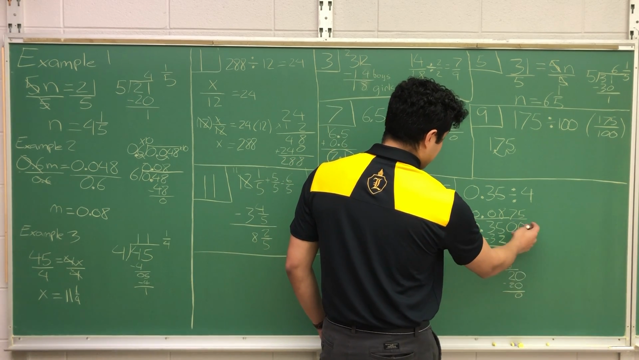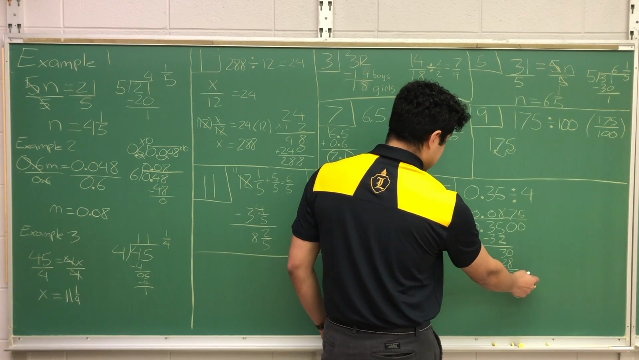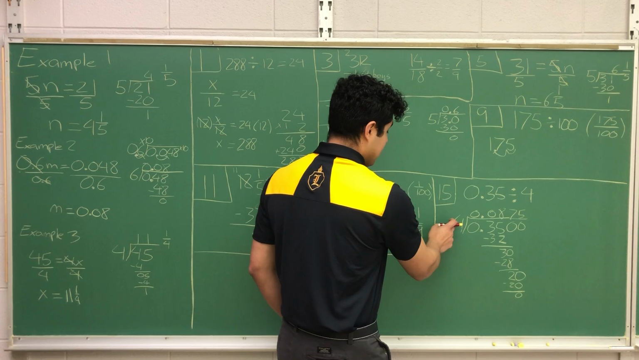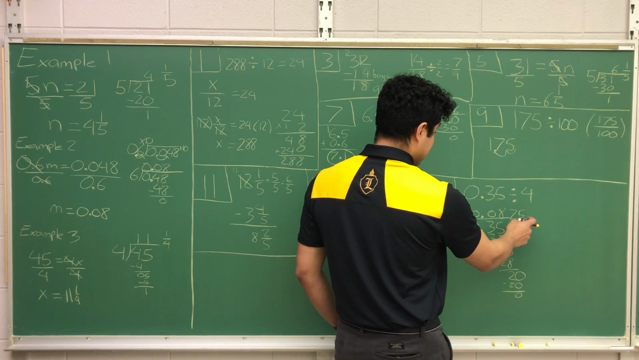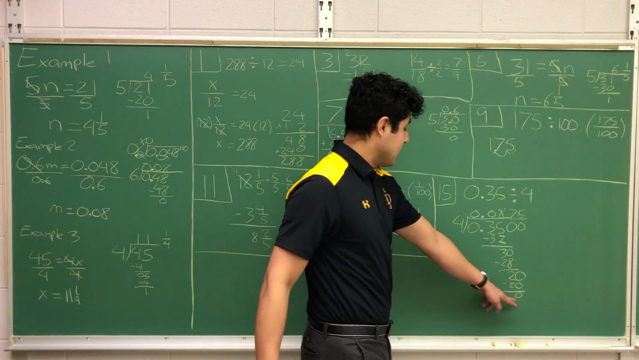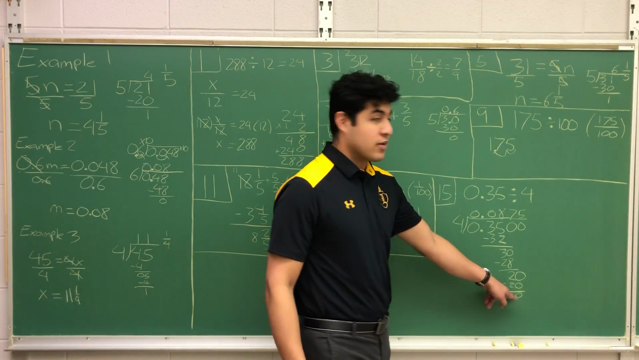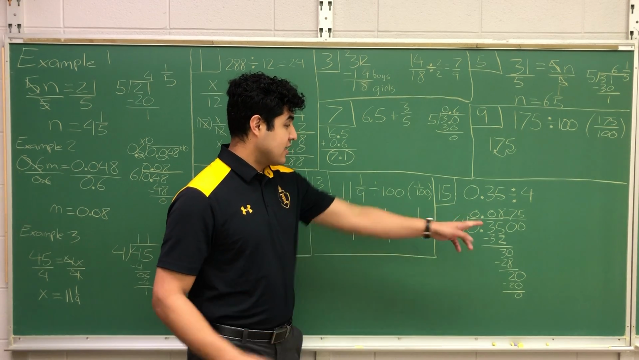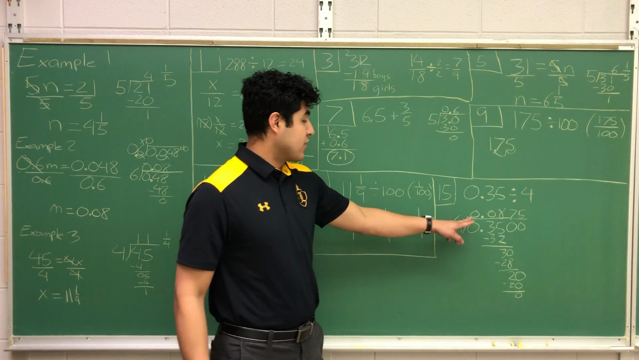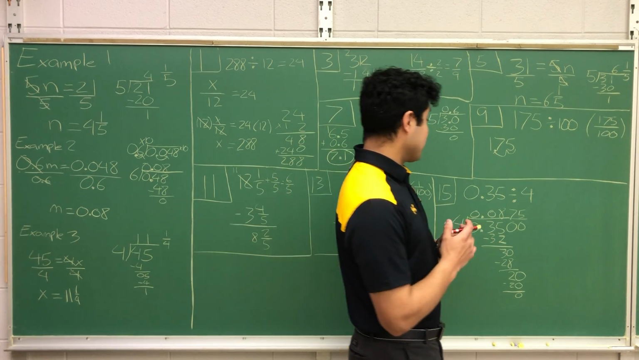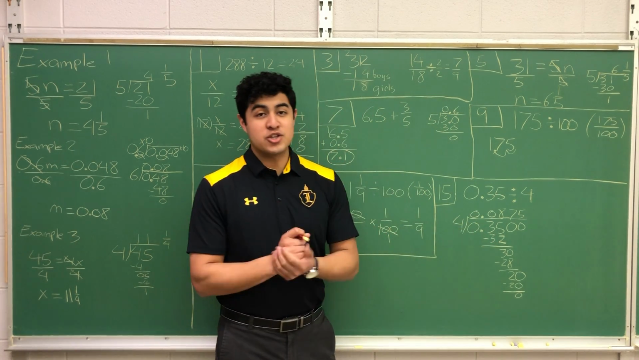I add a 0, and then I bring down the 0. Because this continues going until there are no remainders. So 4 goes into 20 5 times evenly. 5 times 4 is 20. We subtract it, and we see that 20 minus 20 is 0. So there's no need to continue adding zeros and adding to the quotient. So your final answer to number 15 is 0.0875.